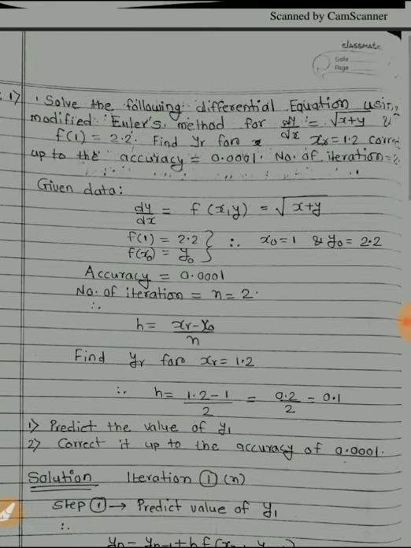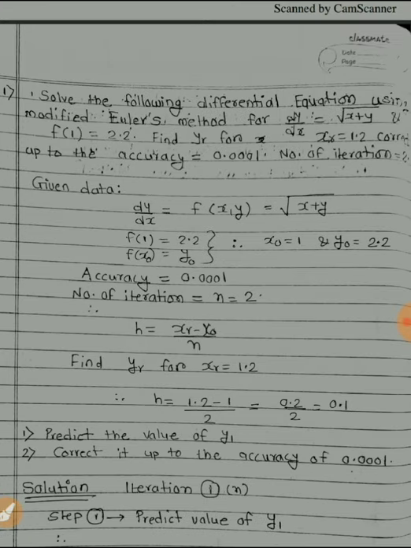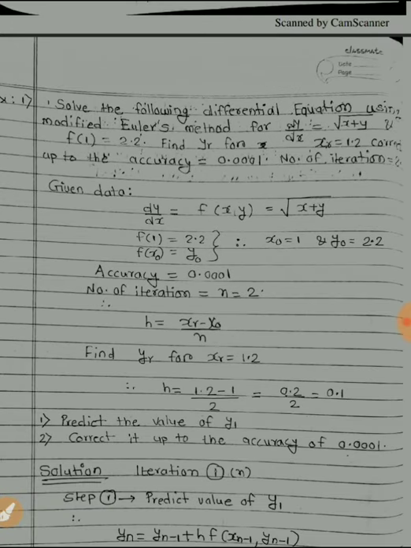The first problem I will be taking. In the first problem statement itself, what is given? You have to solve the following differential equation using the modified Euler's formula. So the method we are supposed to use is mentioned here: the modified Euler's method. What are we supposed to solve for? Let me go through the problem statement once again.